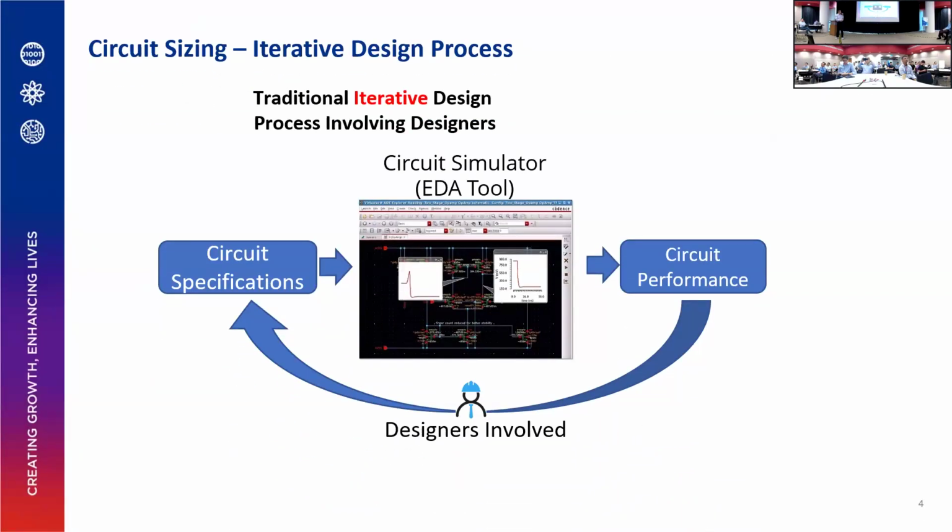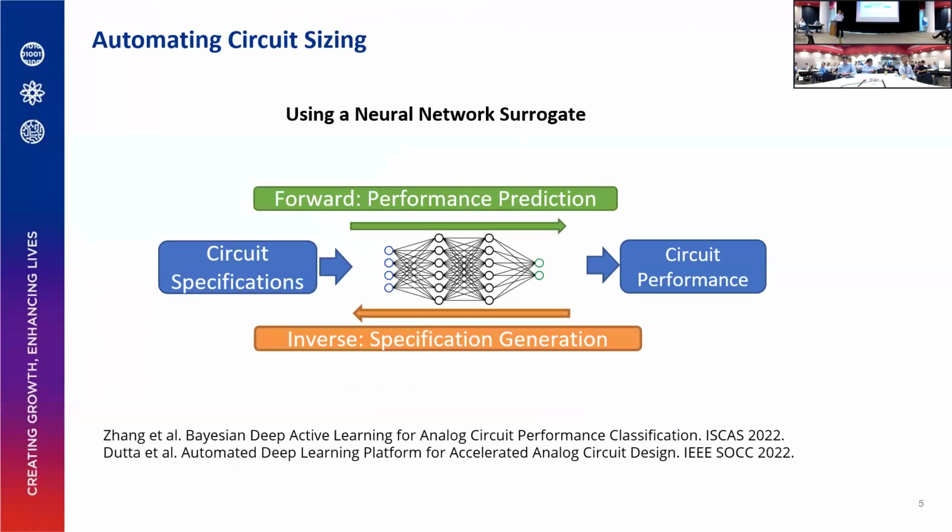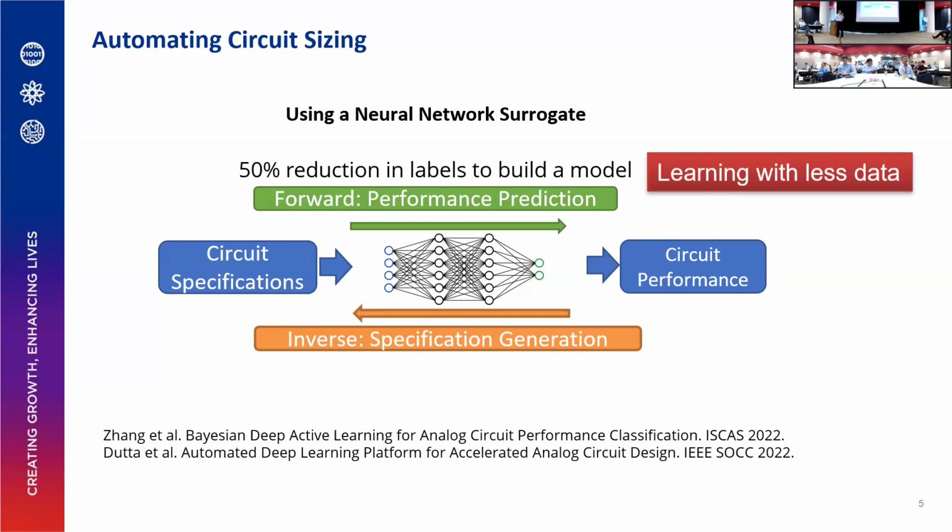In the past, we have this circuit specification. We can use a simulator or EDA tools to predict or find the circuit performance. Then we have a designer involved in the iterative process. Now with AI, like a neural network surrogate, we try to build, let's say, a forward learning model to predict the performance.